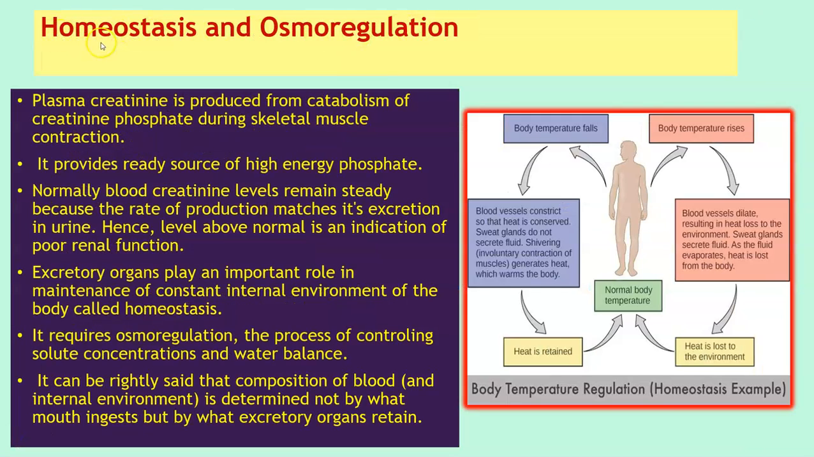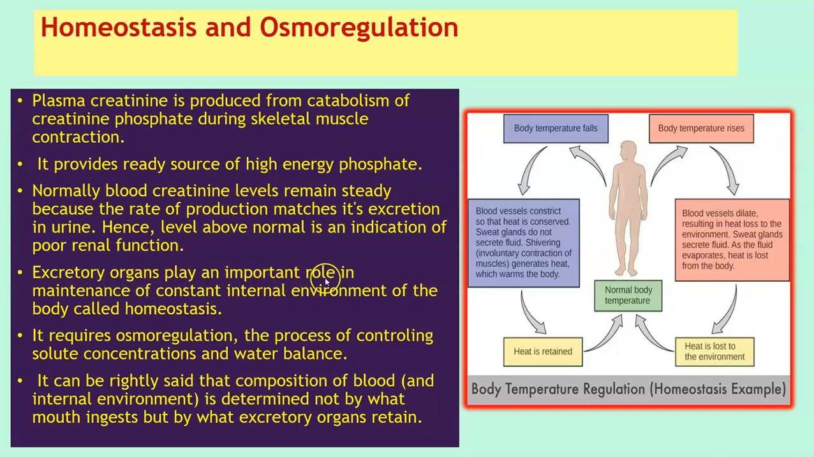Now students, let us try to understand what is homeostasis and osmoregulation. Plasma creatinine is produced from catabolism of creatine phosphate during skeletal muscle contraction. It provides a ready source of high energy phosphate. Normally, blood creatinine level remains steady because the rate of production matches its excretion in the urine. Hence, a level above normal is an indication of poor renal function.